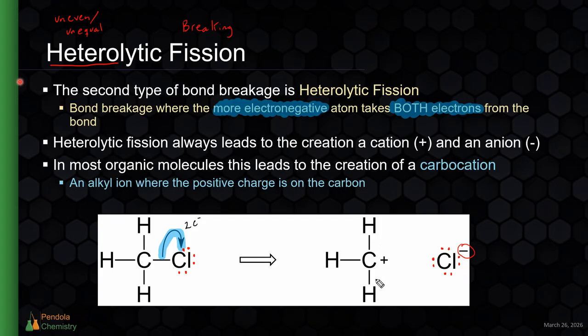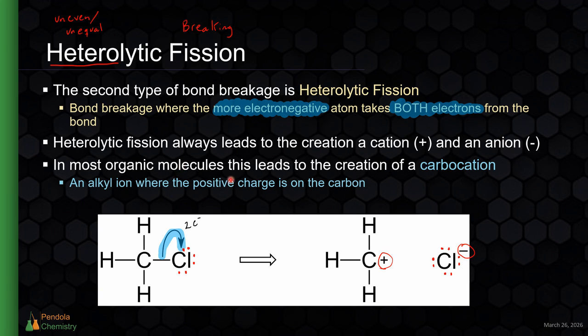Whenever we have an element with no lone pair but a bond missing, remember that that element or that compound becomes positive in charge. So this creates a positive ion and a negative ion. And that's true of all heterolytic fission. Heterolytic fission is always going to lead to the creation of one cation, one positive ion, and one negative anion.